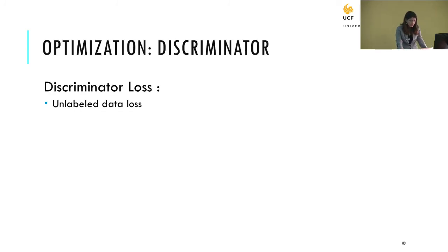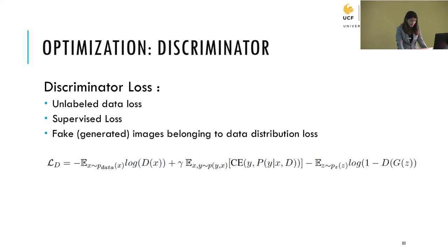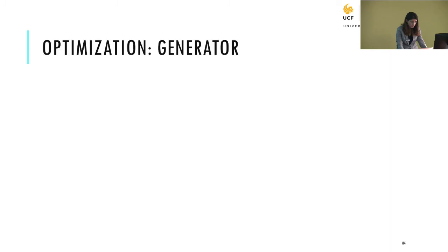So for the discriminator loss, we have the unlabeled data loss, the supervised loss, and the fake or generated loss. This is the loss for the unlabeled data, this is the cross entropy, and this is for the generated data. So the fake label is assigned to the whole image, or? For this, I have to say, this is at the pixel level. Those pixels have fake labels. Yes.